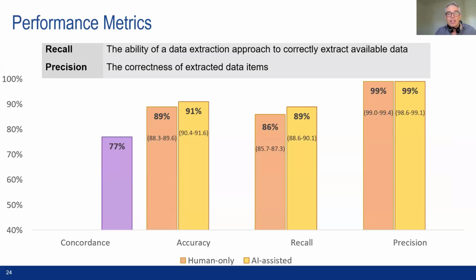Accuracy was 91% for AI-assisted versus 89% for the humans, while recall was 89% compared to 86%. And precision was essentially identical between these methods. And recall in this context refers to the ability to correctly extract available data. So missing data or incorrectly extracting data lowers recall. And precision measures how correct the extracted data items are, regardless of the missed data.